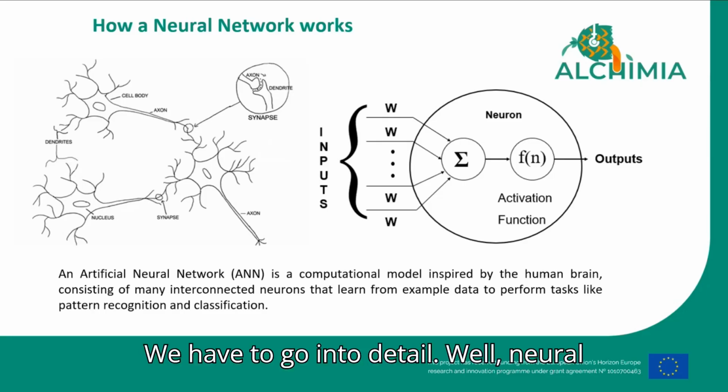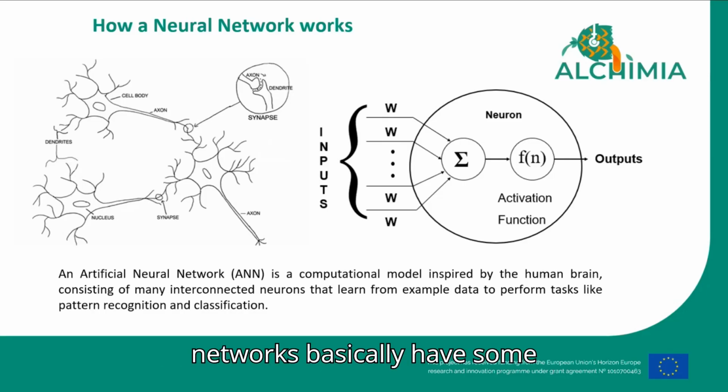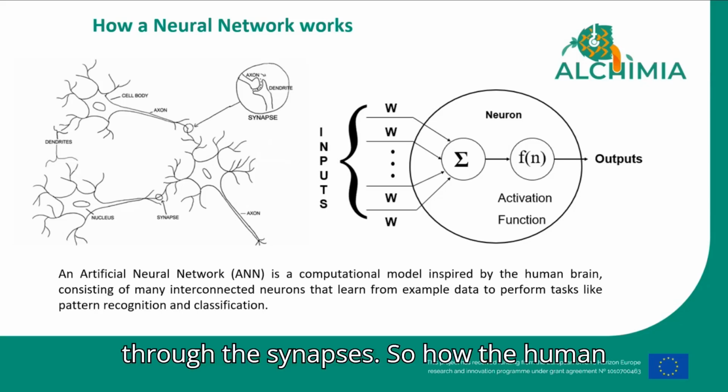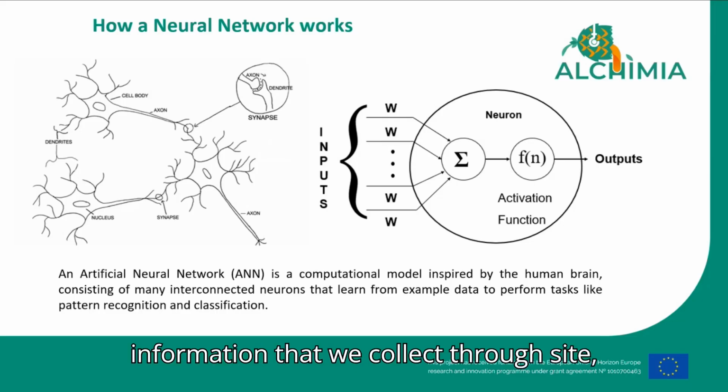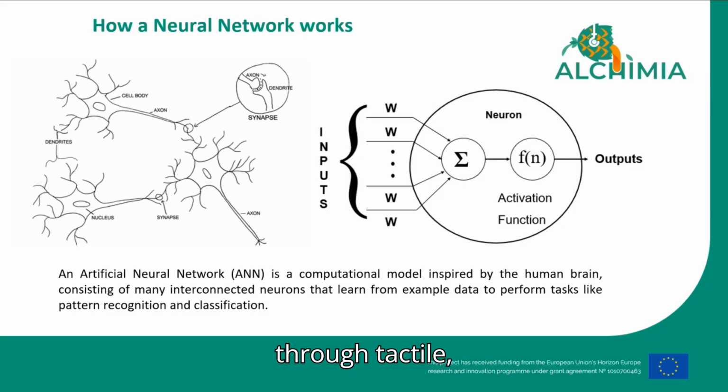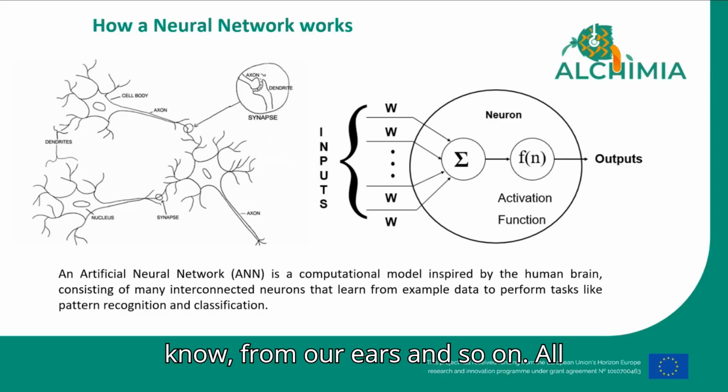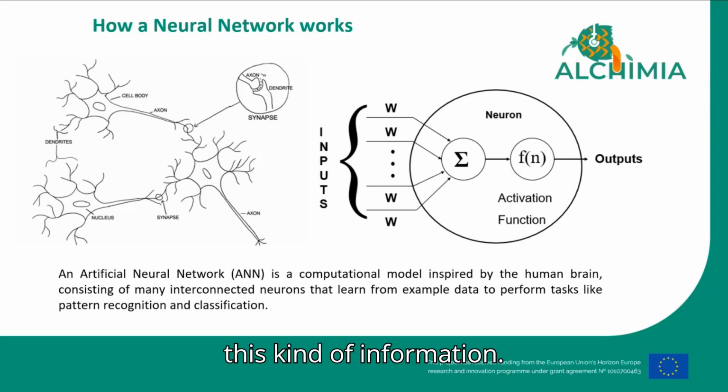Without going into detail, neural networks basically have some equations inside that describe very well, simulate, the behavior of the connections between the neurons through the synapses. So how the human brain organizes the information that we collect through sight, through touch from our skin, or from our ears, and so on. All this kind of information.